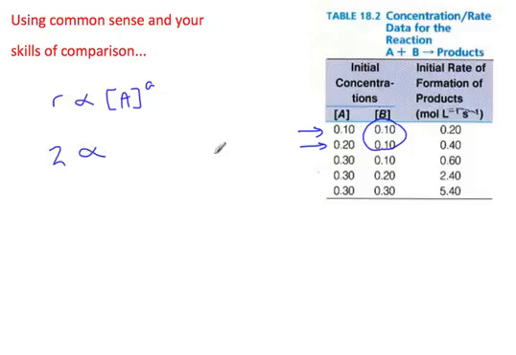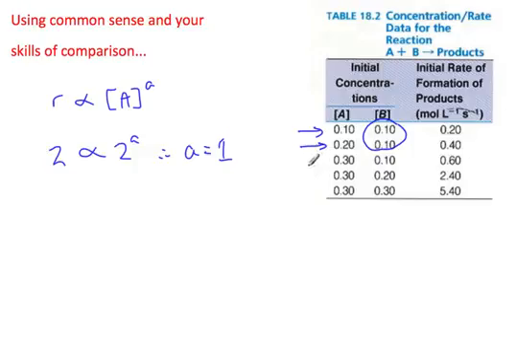What did we do to the concentration of A? Well, we did the same thing. We increased it by a factor of 2, we doubled it. And so by inspection, a equals 1. That is the order of reaction in A. It's first order.